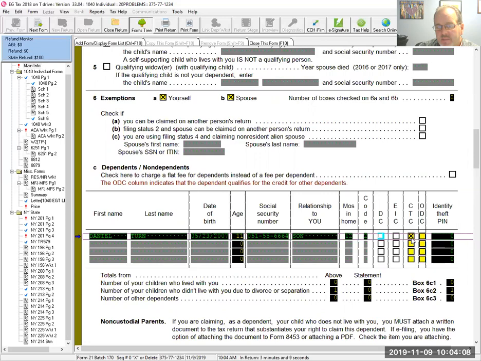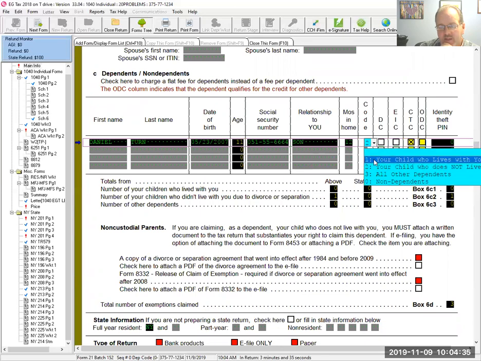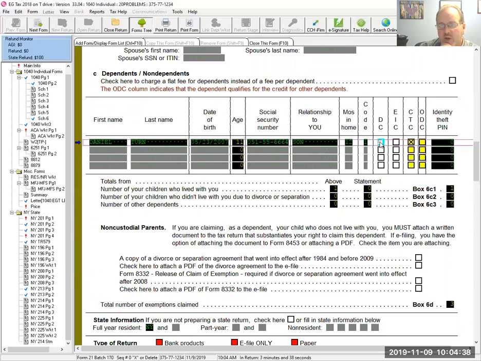So they are not living with us, but that's a child that I get to claim, but I have to do a Form 8332. This is a form that they would have to complete, and it would be signed by Daniel's custodial or residential parent to release the credit to Michael and Julia. But in this case, we're doing this as a child who lives with them. And again, we talked about the fact that as soon as we saw they were under 13, we asked, do you have dependent care?